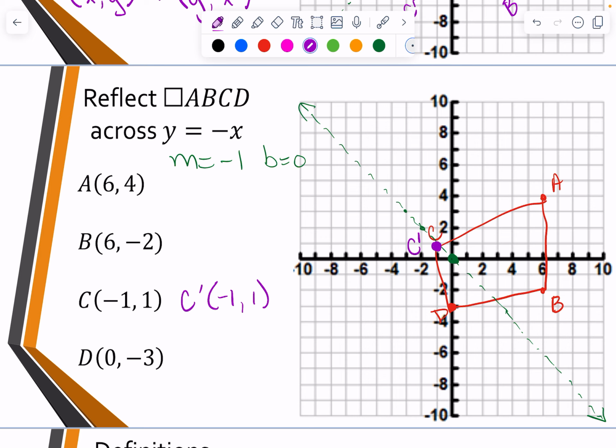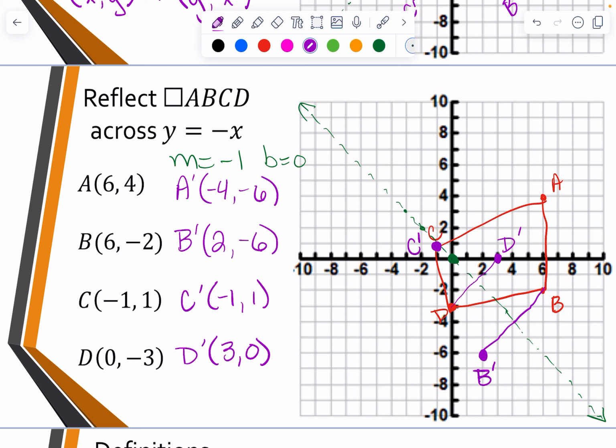So now let's find the others. D here, if I go to the perpendicular, I'm 1.5 to it, half 1. So D prime would be here, which is located at 3, 0. B prime, I'm at 1, 2, 1, 2. So B prime is going to be down here. And that one is at 2, negative 6. And A prime, as we come down, we're going to end up at negative 4, negative 6. And we could draw that in. And there's our reflected image.